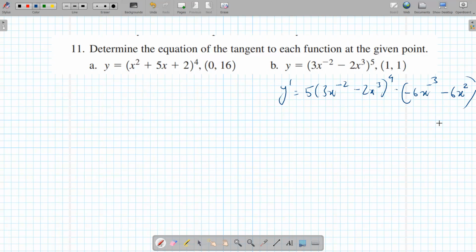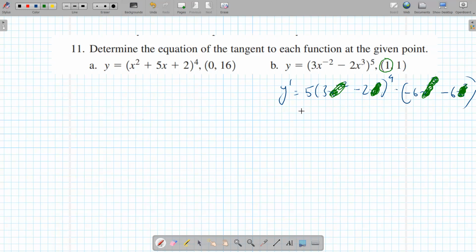Okay. And then we need to find the m value, right? To find the m value, just plug in the x value, whatever they've given you. Last time it was a 0, now it's a 1. Now, if you remember, 1 to the power of anything is a 1. So you can just ignore the x's because 1 to the power of anything is a 1. Doesn't matter, positive exponent, negative exponent.